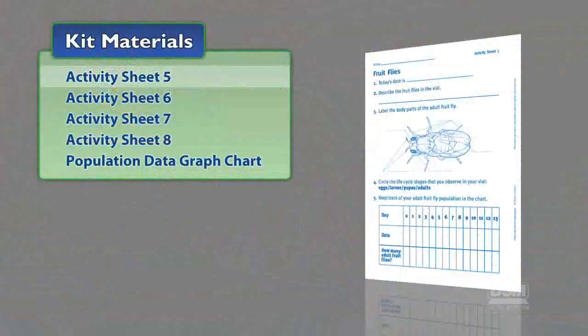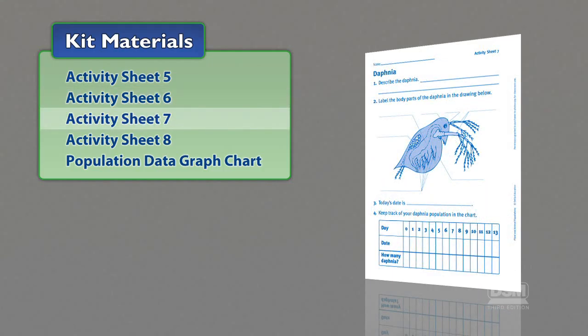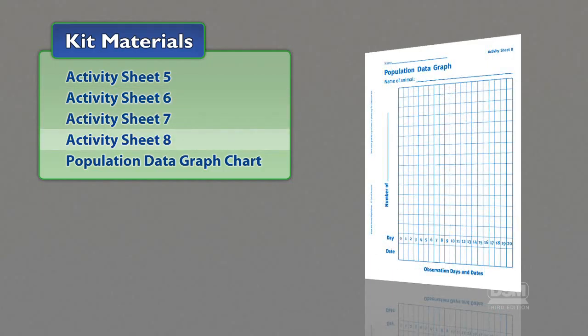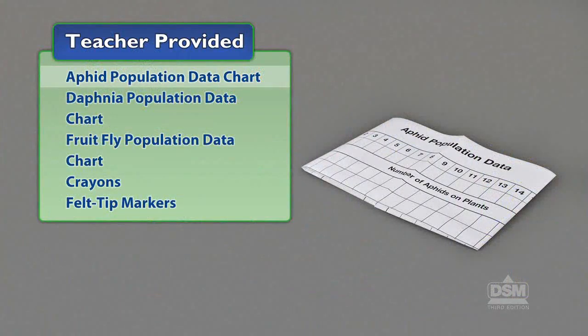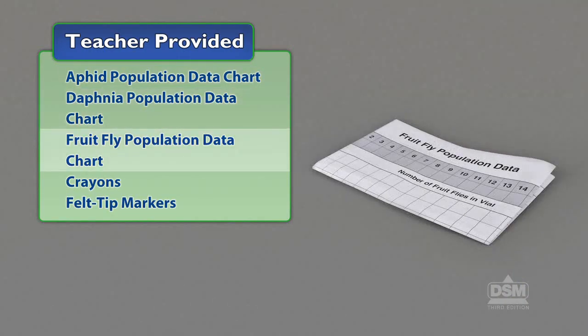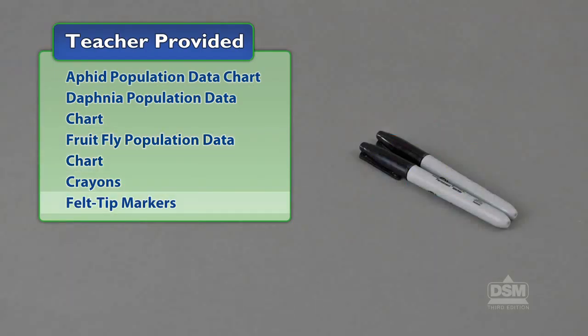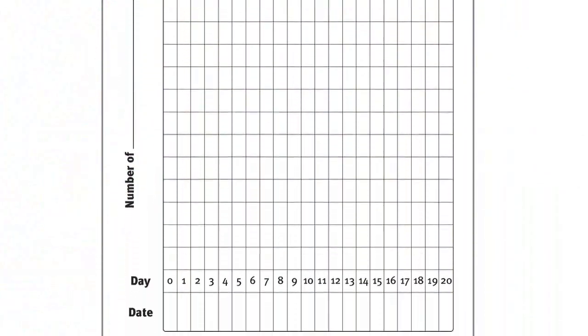You will need the following materials from the kit: Activity Sheet 5, Activity Sheet 6, Activity Sheet 7, Activity Sheet 8, and the Population Data Graph Chart. You will also need to provide aphid population data chart, daphnia population data chart, fruit fly population data chart, crayons, and felt tip markers. To prepare for the activity, make 3 copies of Activity Sheet 8 for each student.